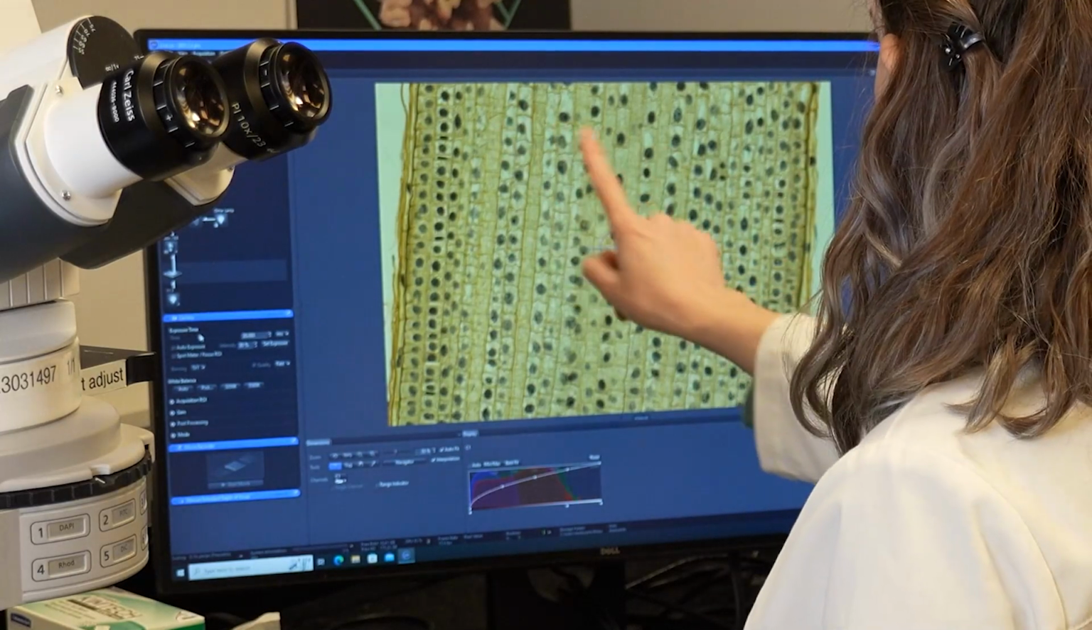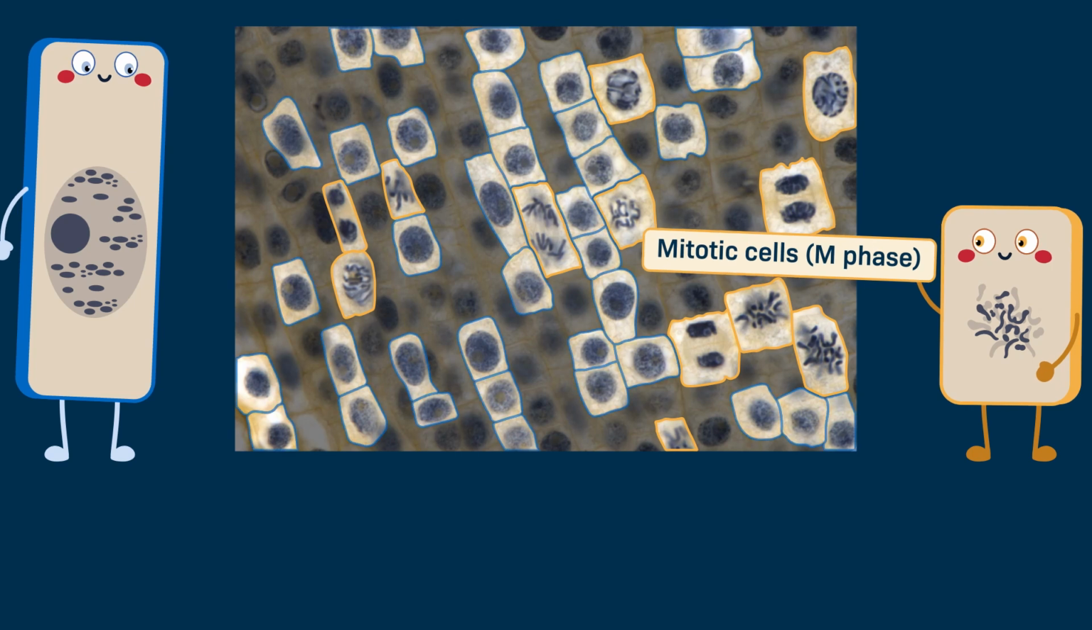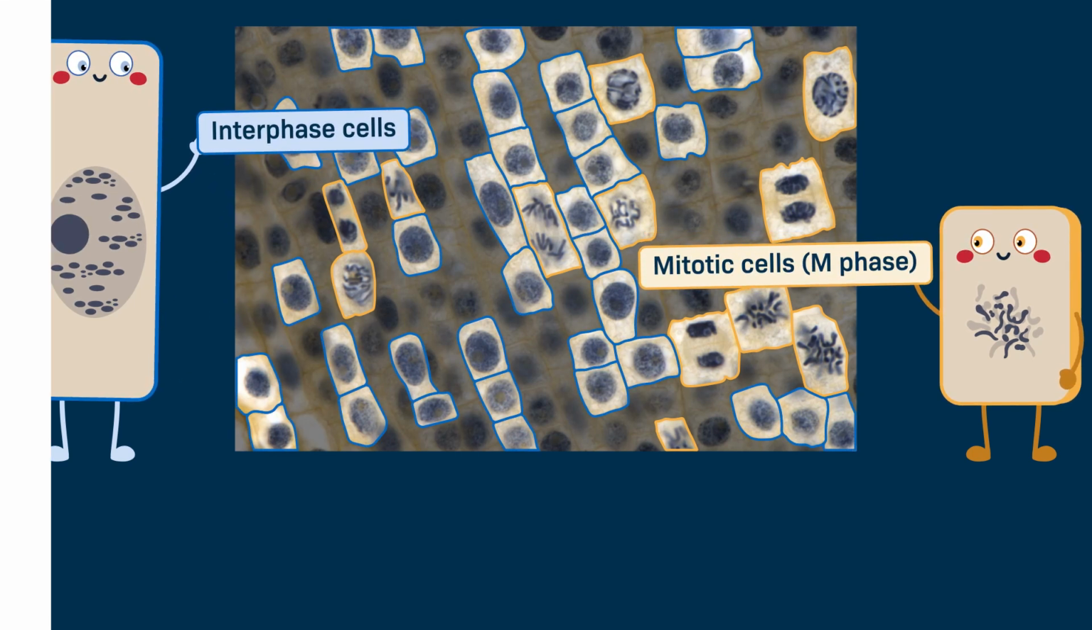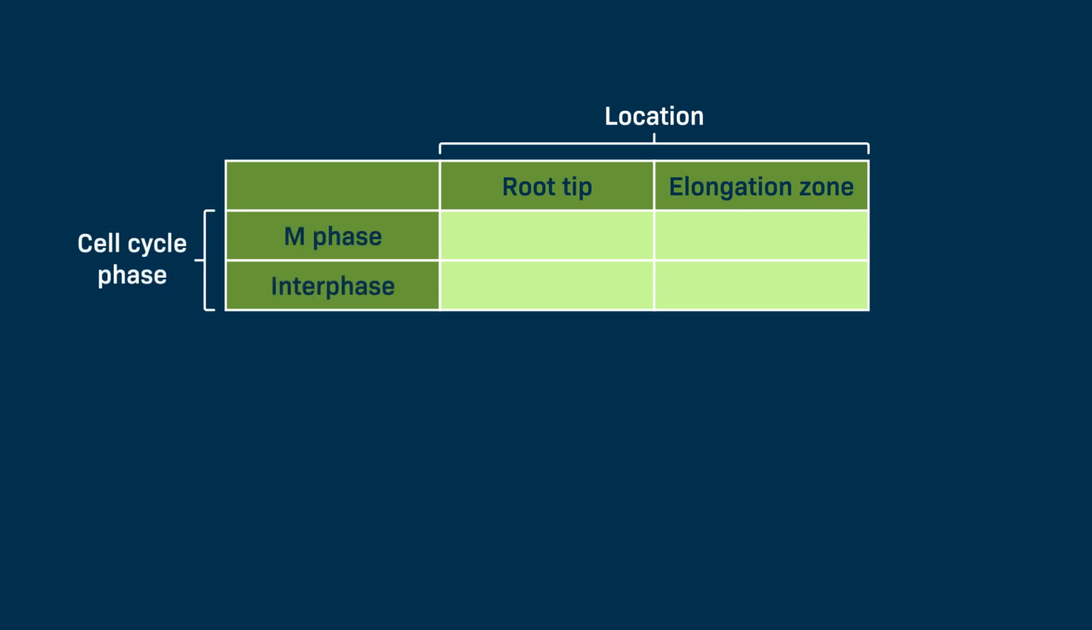At both locations, I counted the number of cells undergoing mitosis, also known as M phase, and which cells were in interphase. So the cell cycle phase is my second variable. Let's review my data laid out in a table. My column categories are the two locations, root tip and elongation zone. And the row categories are the two cell cycle phases, M phase and interphase.